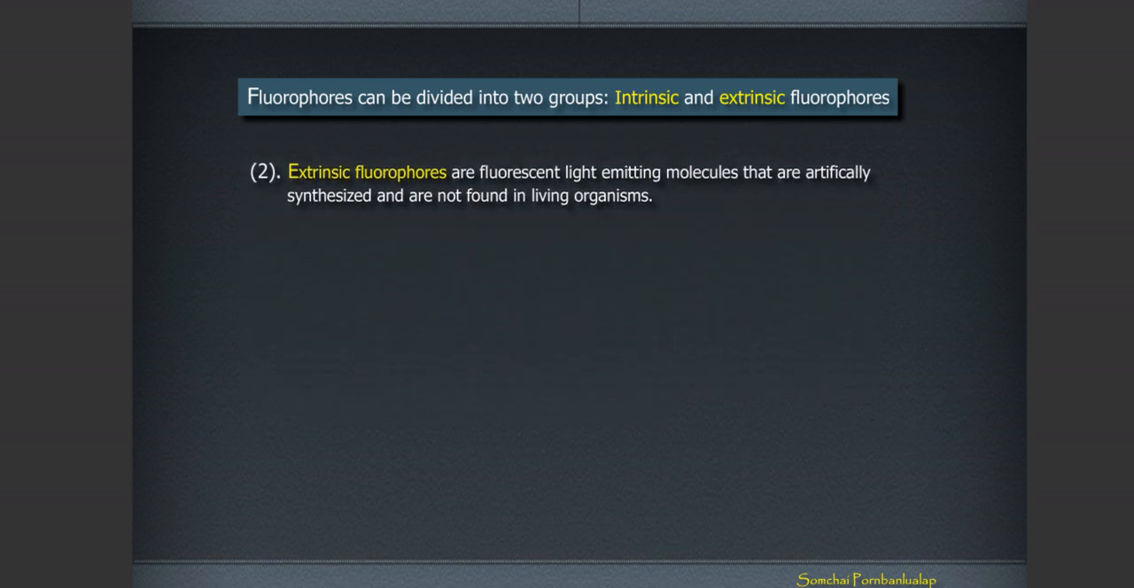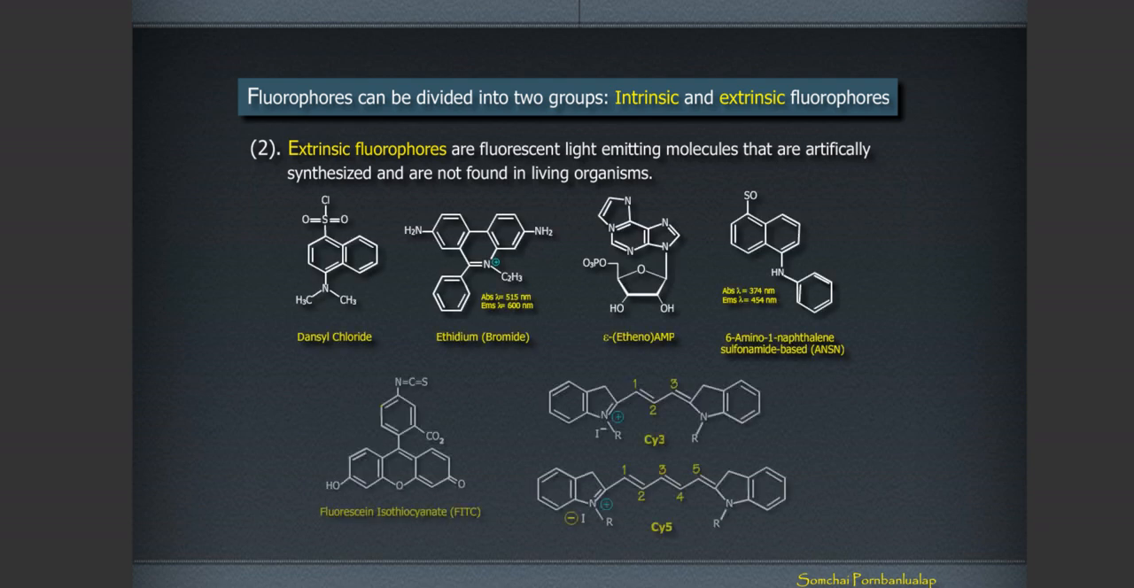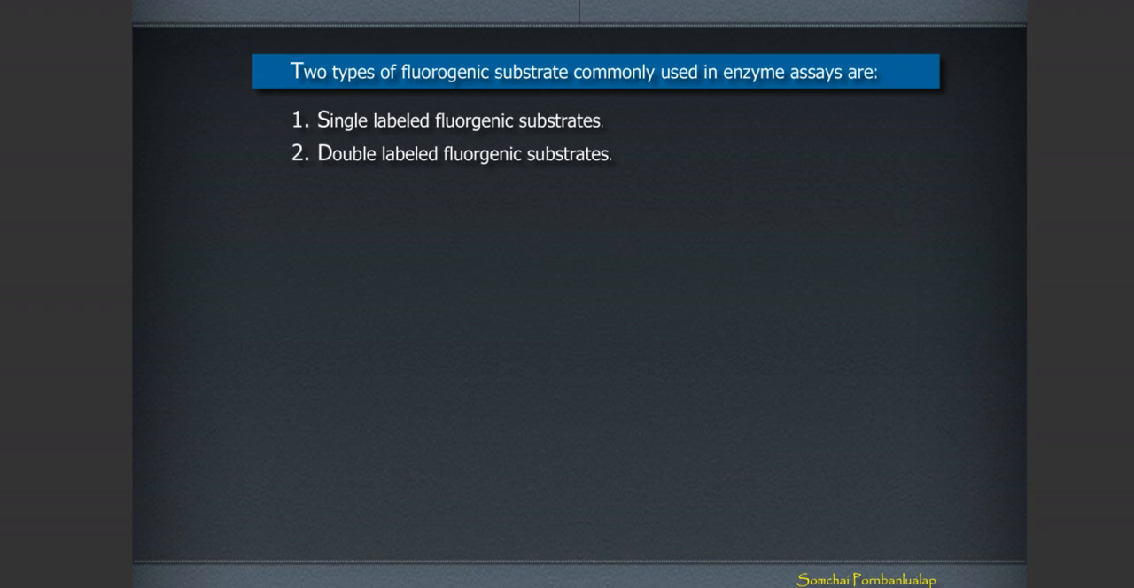Extrinsic fluorophores, on the other hand, are those that are artificially synthesized for diagnostic and research purposes. Examples of extrinsic fluorophores commonly used in the laboratory include dansyl chloride, ethidium bromide, epsilon-NAD/AMP, and others. Dansyl chloride is used for labeling proteins and nucleic acids, while ethidium bromide is used for staining DNA for detection purposes. Two types of extrinsic fluorophores commonly used for research purposes are single-labeled and double-labeled fluorophores.